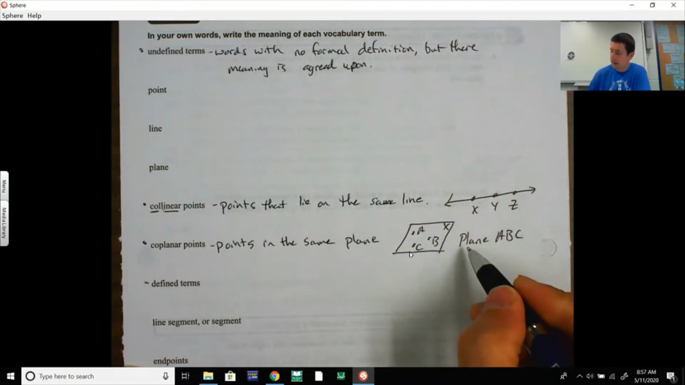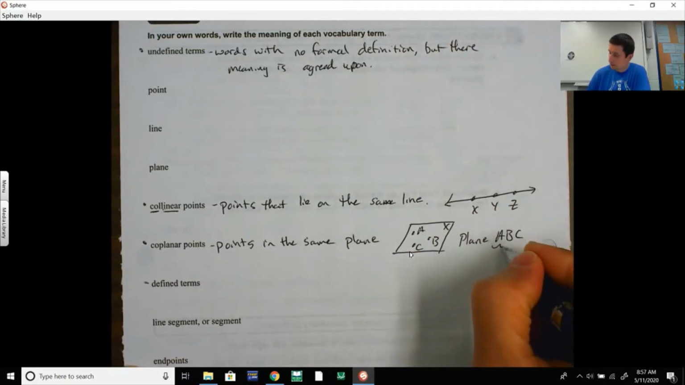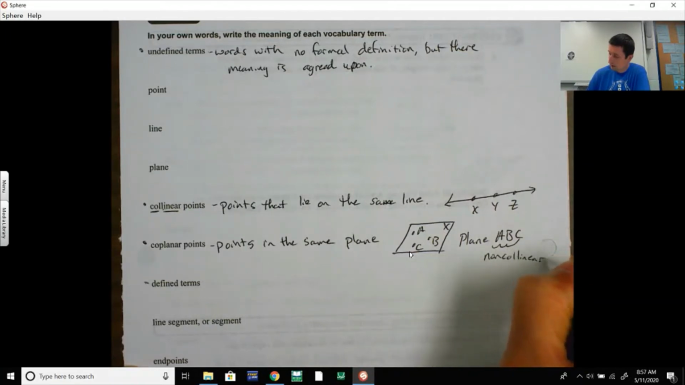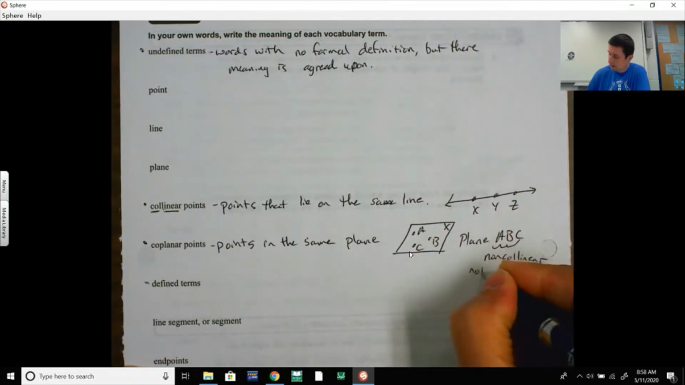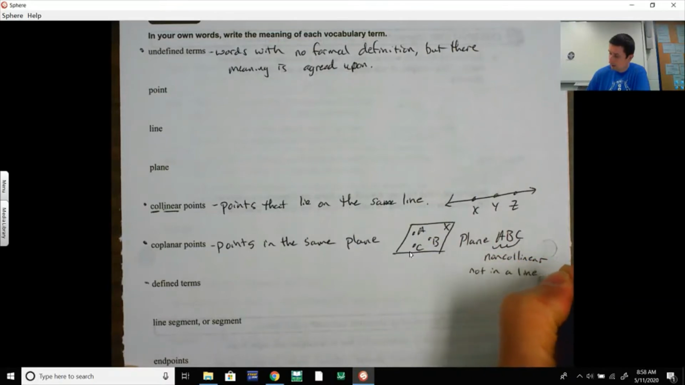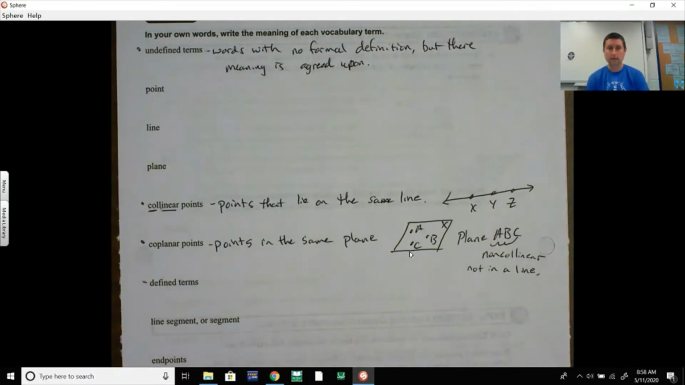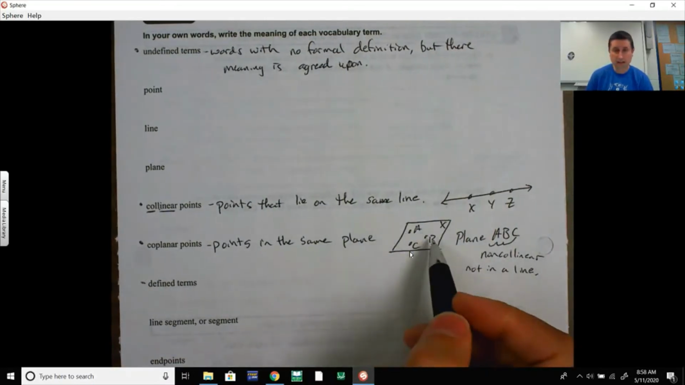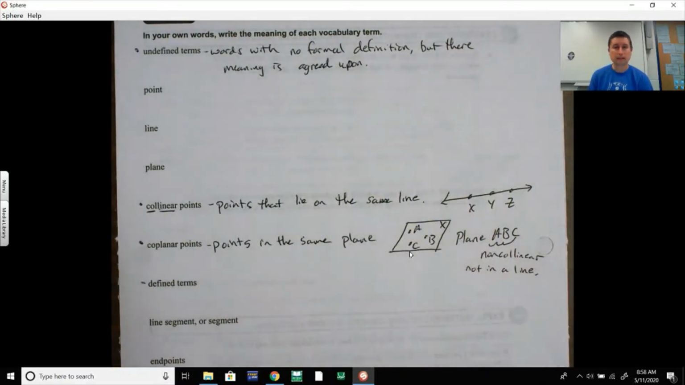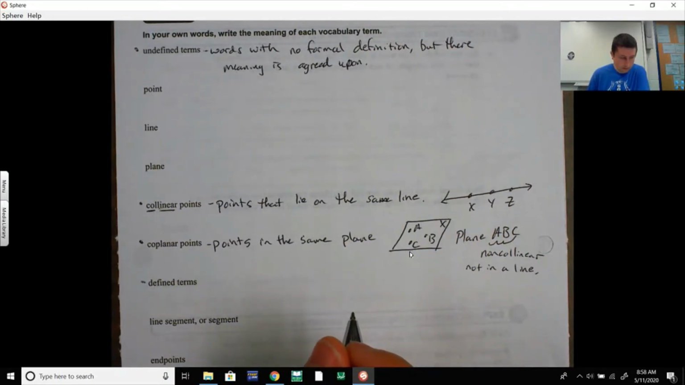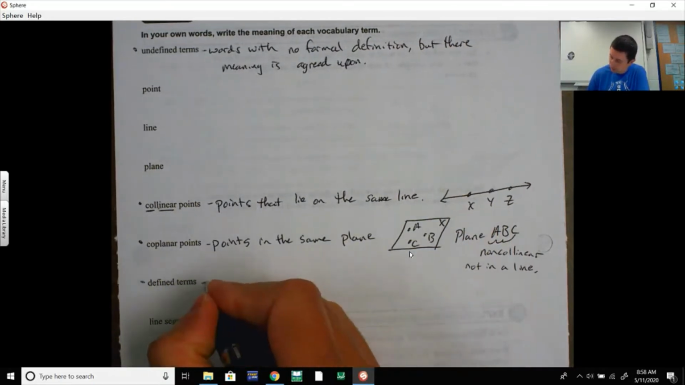Okay, you can say plane ABC if these 3 points are non-collinear, not in a line. Because if you have a line, you have an infinite number of planes through that line. But if you have 3 points that are non-collinear, then you have one specific plane. Okay? So define terms.